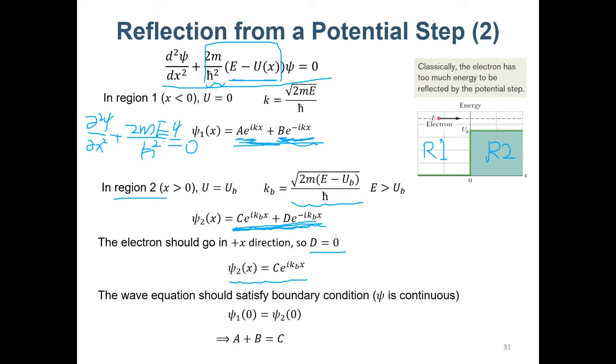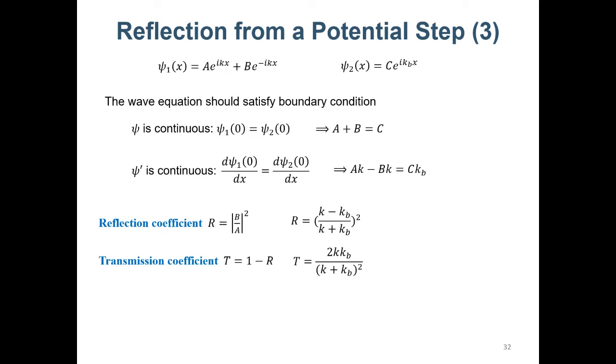And actually, we need to guarantee that the wave function is continuous at the boundary, and also the first derivative is continuous at the boundary. So first of all, we make the wave function continuous at the boundary, which is 0 in this case. So we just substitute 0 into here, here and here, and the exponential of 0 is 1, exponential of 0 is 1, exponential of 0 is 1. So A plus B equals C. We'll get this equation.